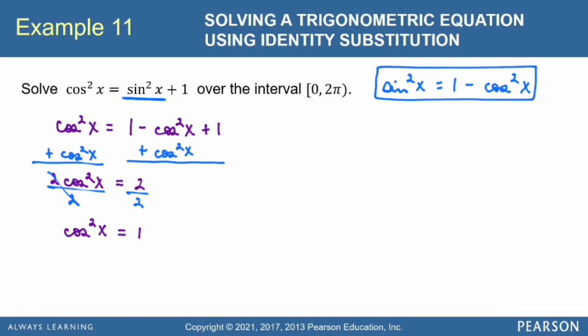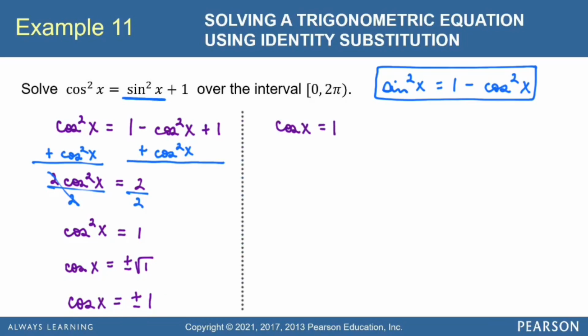And again, we have an opportunity to use the square root property. So let's unsquare the left side. That would give us cosine x equals plus or minus square root of the right side. So cosine x equals plus or minus square root of 1. Well, we know that the square root of 1 is 1. So now we have cosine x equals plus or minus 1. So we're going to get a solution when cosine x equals positive 1. And we're going to get another solution when cosine x equals negative 1.